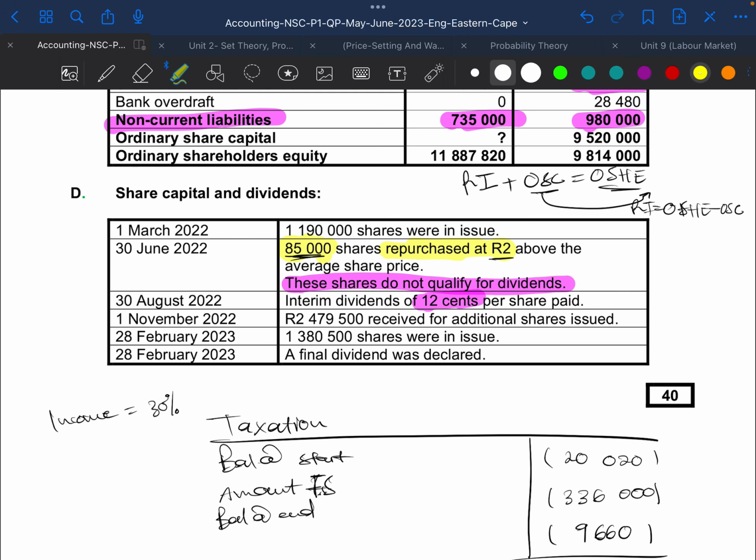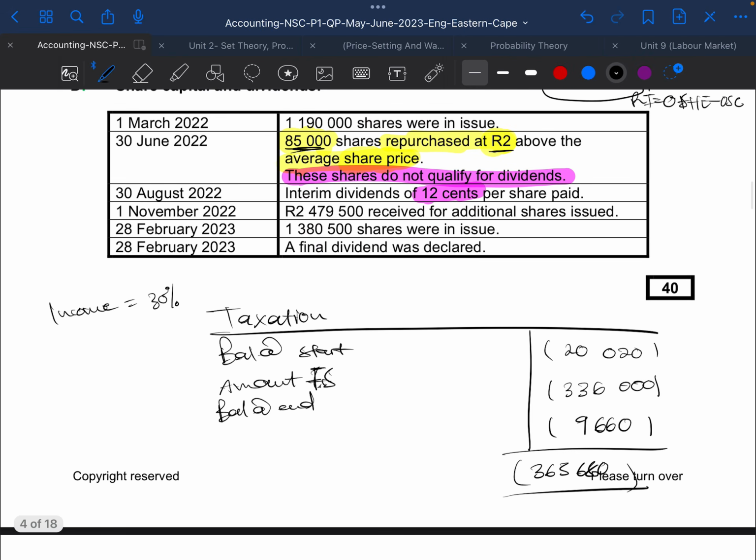Remember that on the cash flow statement, we are supposed to include everything, including your average share price. We include your average share price and your premium. I like to call this amount, which is 2 rands, I like to call it a premium because it is what we pay above our average share price. So how do we get our average share price? So our average share price is equal to your ordinary share capital over the number of shares in issue.